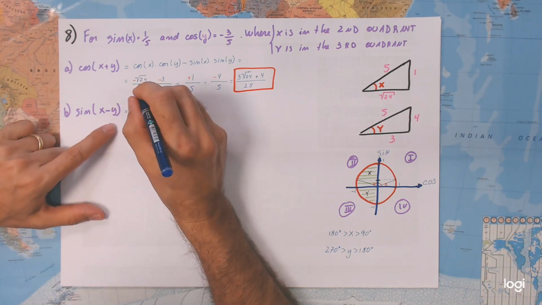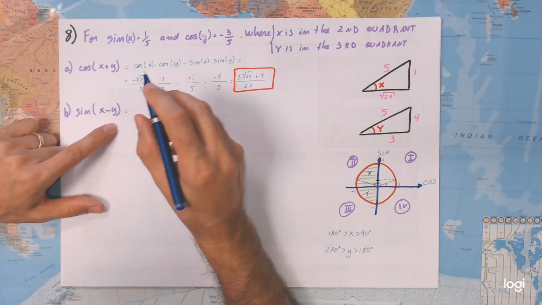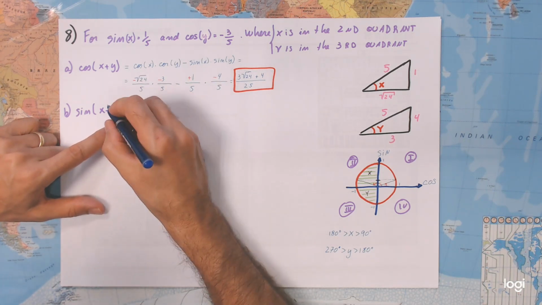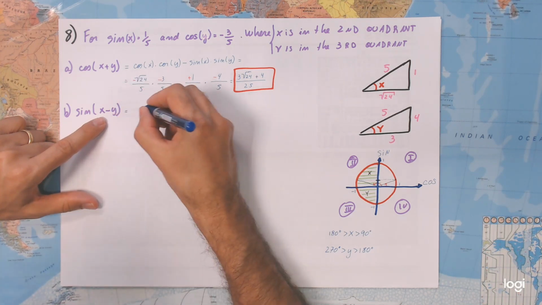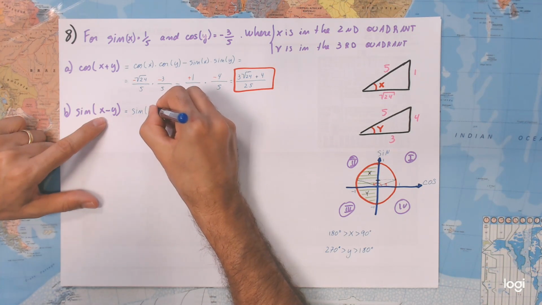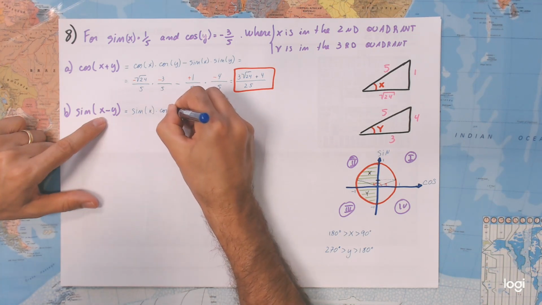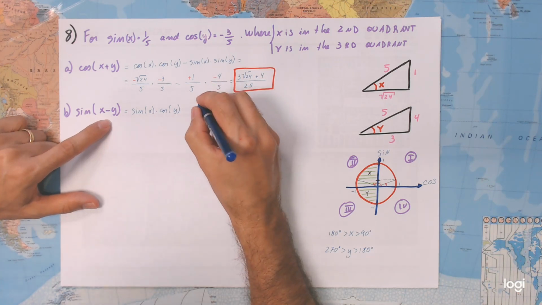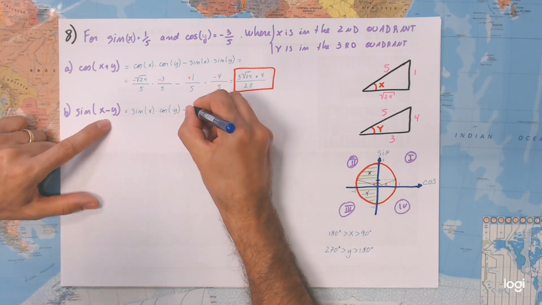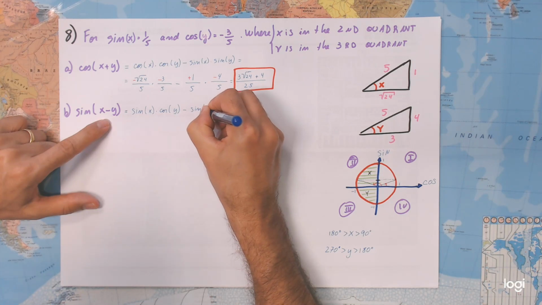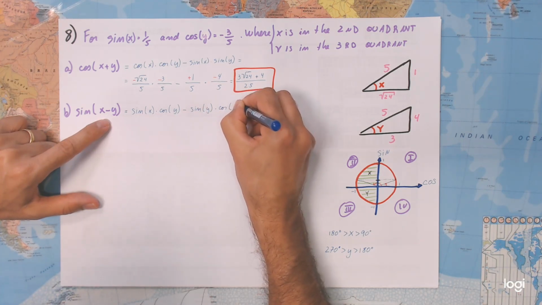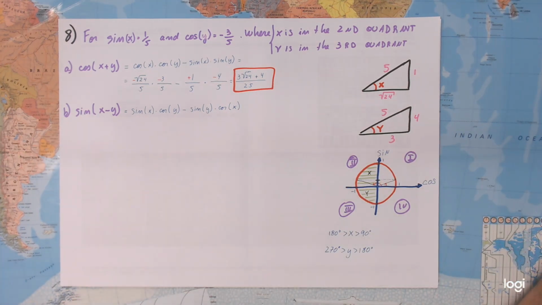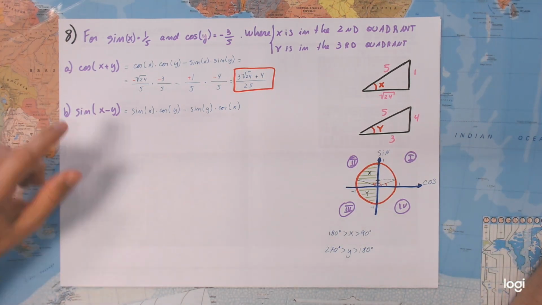When you just take the identity, we are going to see that sine of x minus y is just the sine of x times cosine of y, and this is the same sign, minus now the sine of y plus the cosine of x. We just substitute everything.